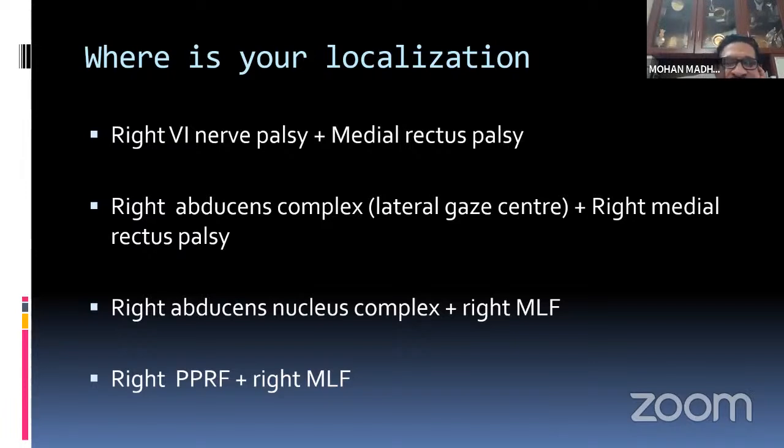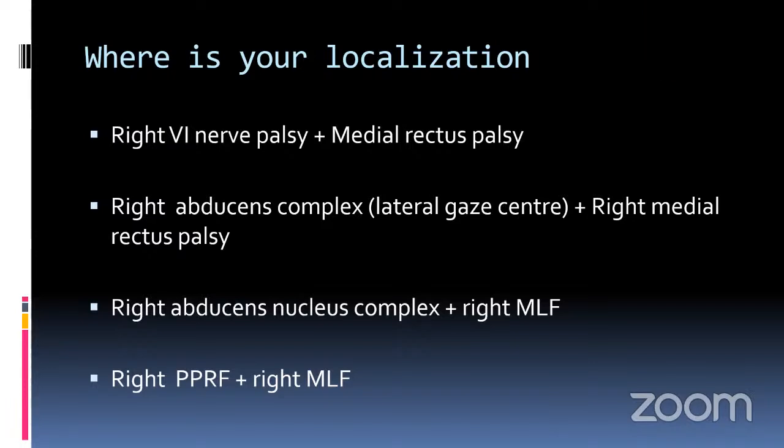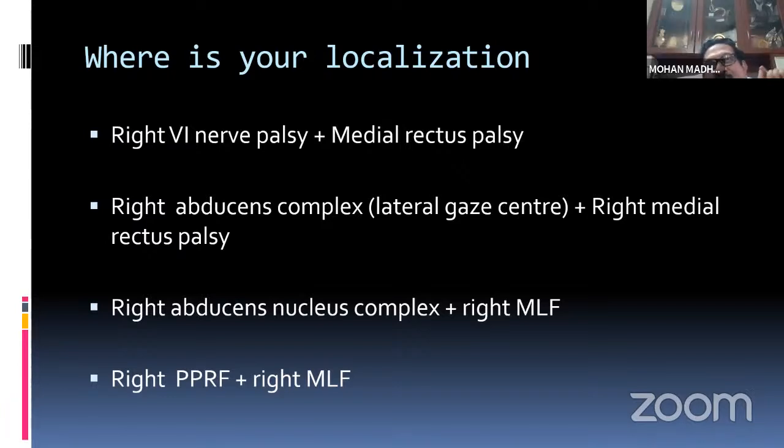The last two options are the possibilities: right abducens nuclear complex plus right MLF, or right PPRF plus right MLF. That's the correct answer. There are two options here. The only problem is that in this we expect convergence to be normal. But in some, especially old people, convergence cannot be totally relied upon. But our cardinal findings point to these two possibilities.